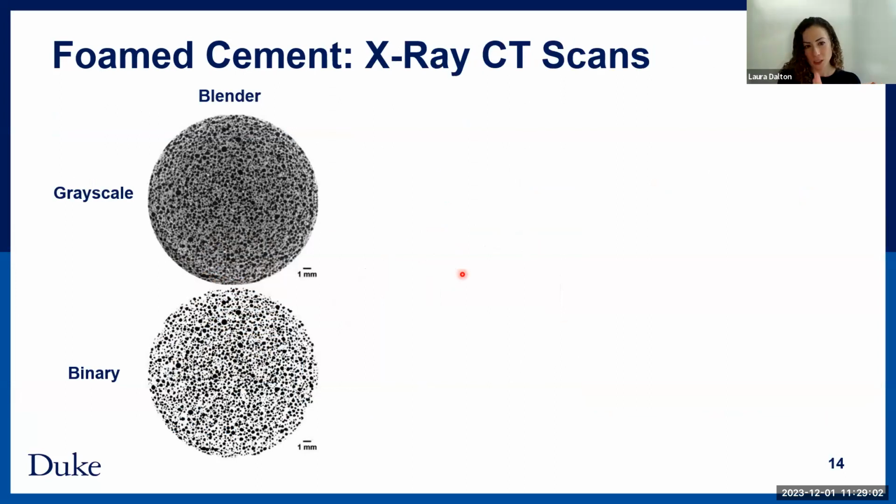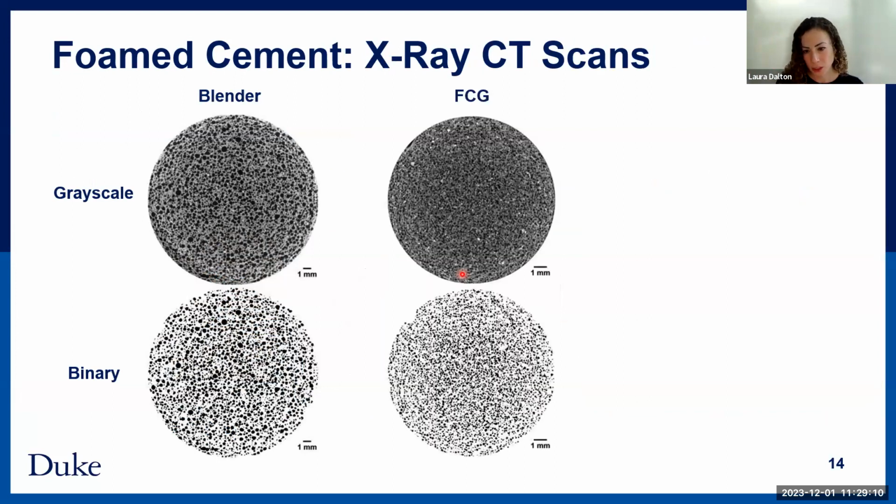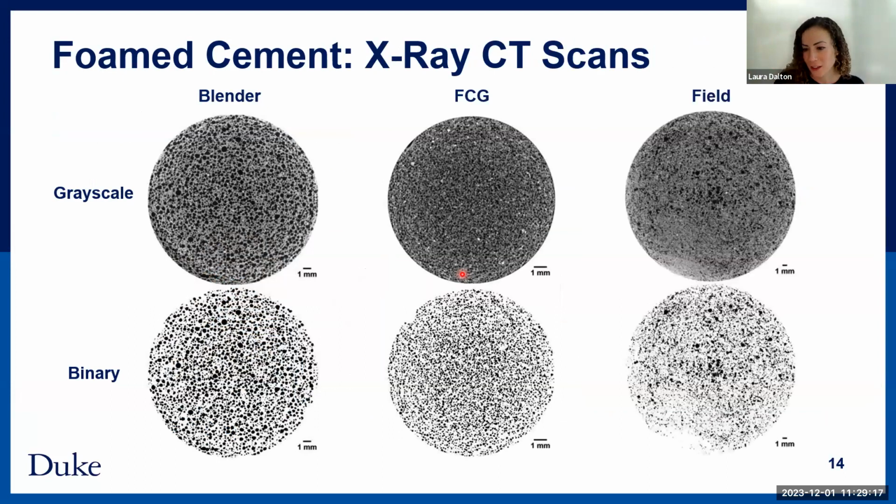So basically we wanted to compare these three different foam cements. This is the blender cement, which was made in the blender. Then the foam cement generator, where the pores are much smaller compared to the blender and better separated. And then the field, where of course you have a lot more variability. So this was one thing that was studied: how we should be doing laboratory experiments to really replicate what's happening in the field.